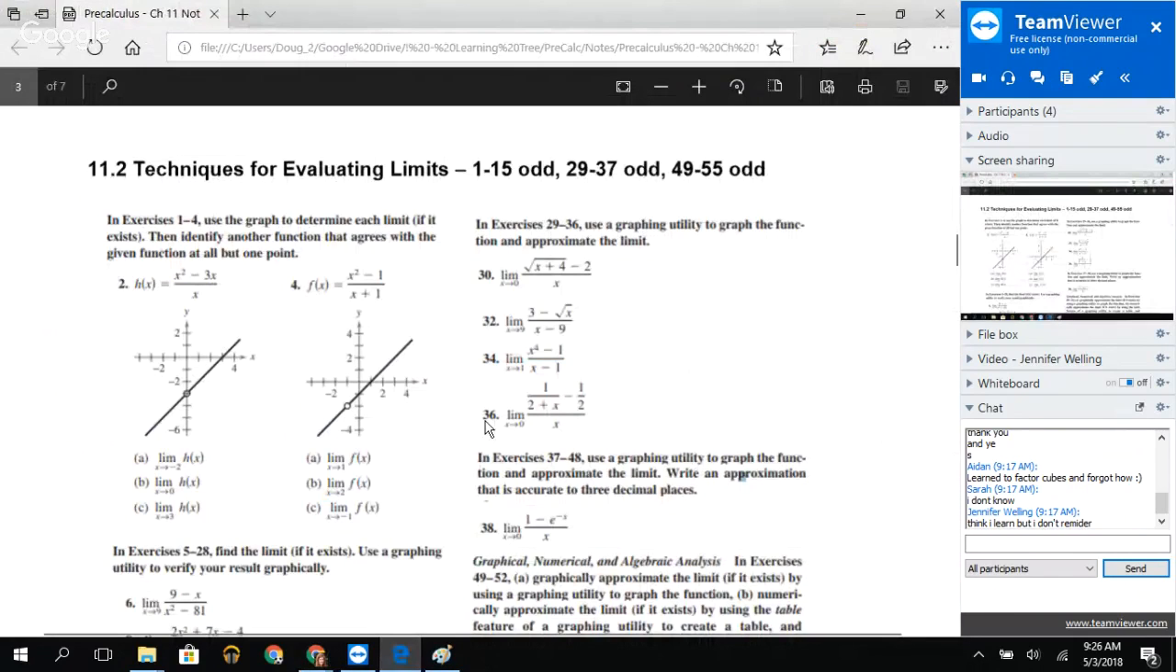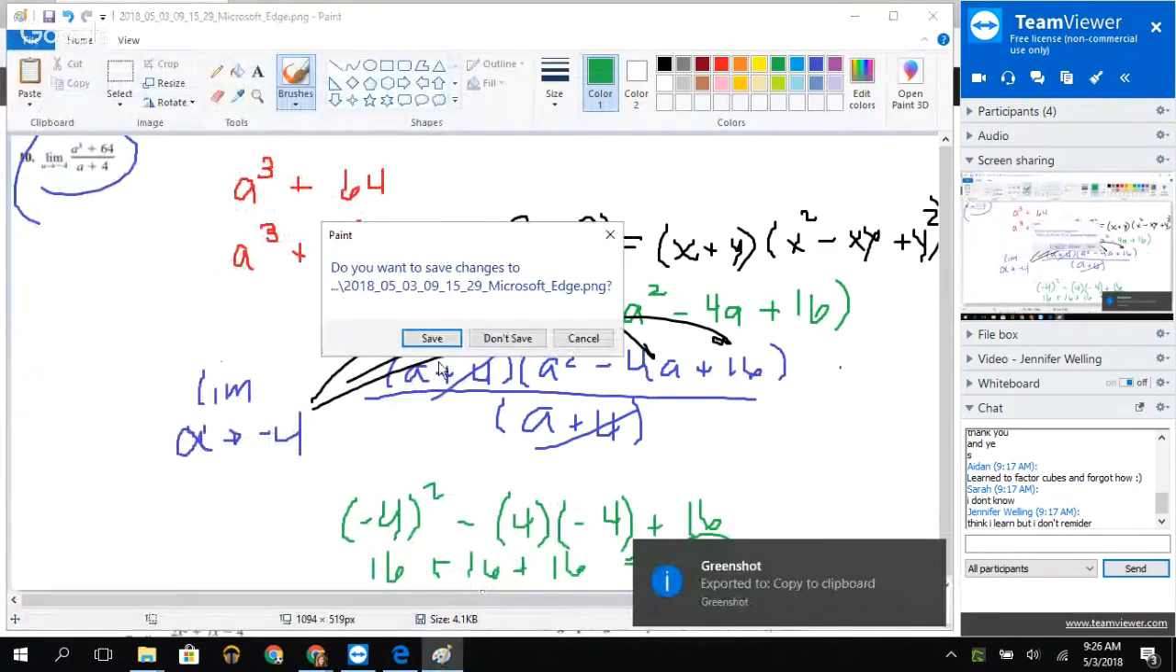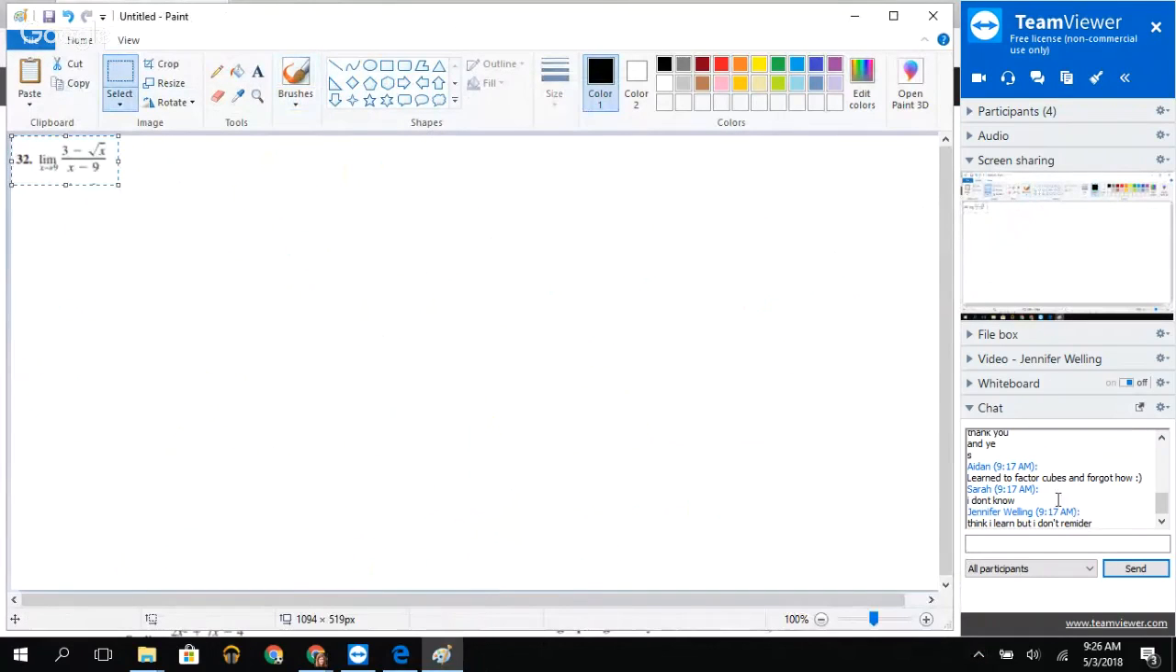Or you could put it in decimal form. So, for example, for this, I would say the limit as x approaches 9 of my function is negative 0.16 repeating, if I can draw with my mouse, or negative 1/6. So those are as easy as that.